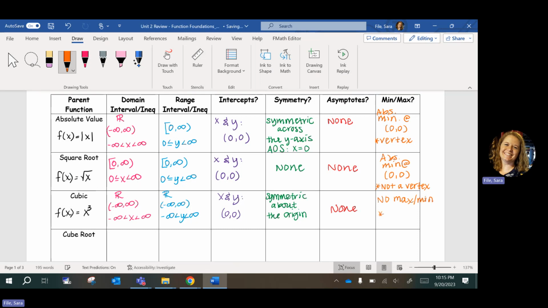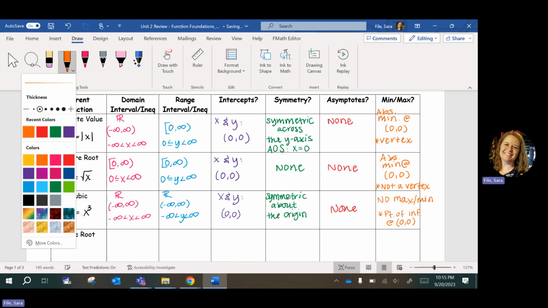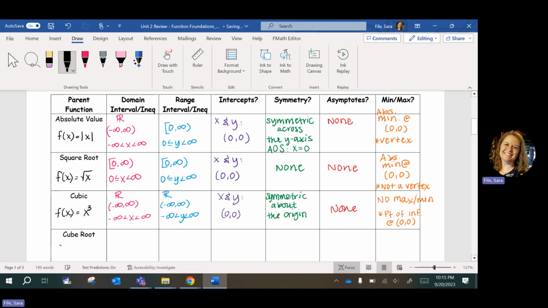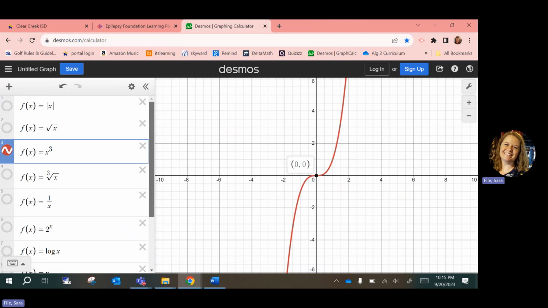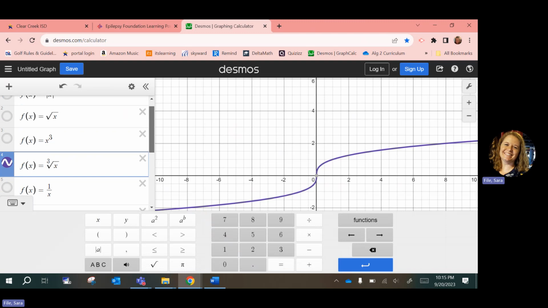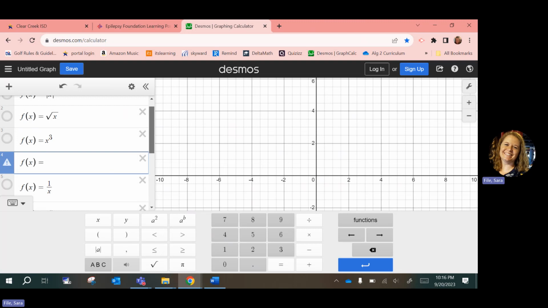But I'll just put a little side note here. There is a point of inflection at the origin. Okay. All right, then cube root. f of x equals the third root of x, or the cube root of x. I'm going to go back to our Desmos. I'm going to turn off cubic and turn on cube root. And actually, I'm going to delete, delete, delete, because I want to show you how to type that in.